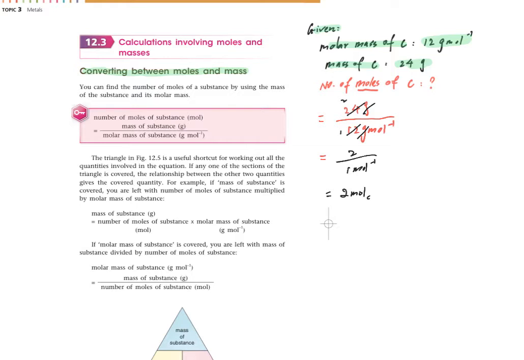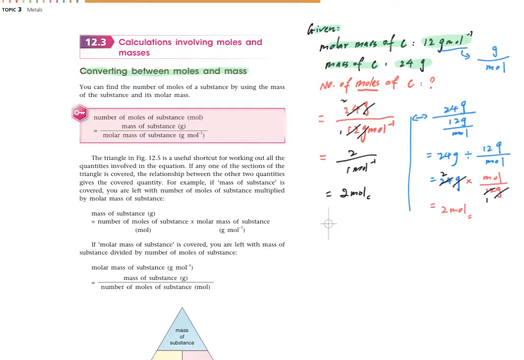Okay, how can we get this unit? Now you can check the right hand side. Gram per mole can be converted into gram divided by mole, right? Can you see that? Let's see it one by one. 24 gram divided by 12 gram divided by mole, right? So we can convert it like this: 24 gram divided by the whole thing, 12 gram divided by mole.